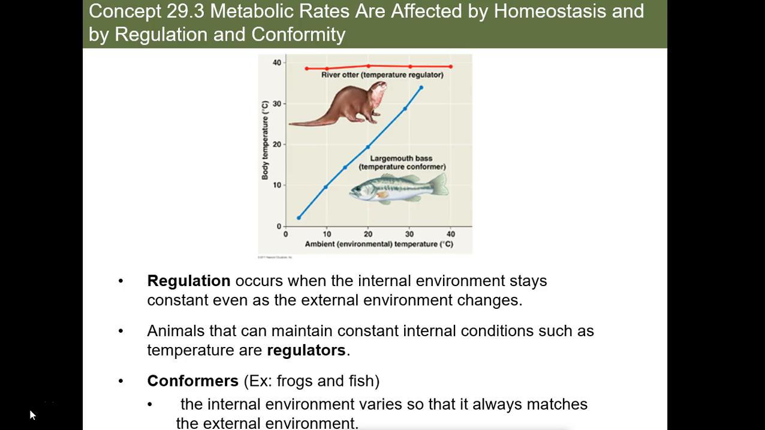Next concept that we're going to look at are metabolic rates in relation to internal regulation. Animals need a way to regulate their internal environment. Regulation occurs when the internal environment stays constant, even as the external environment changes. Animals that maintain constant internal conditions, such as temperature, are referred to as regulators. Conformers are animals that have their internal environment vary to match the external environment. An example of these types of animals would be a frog or a fish.